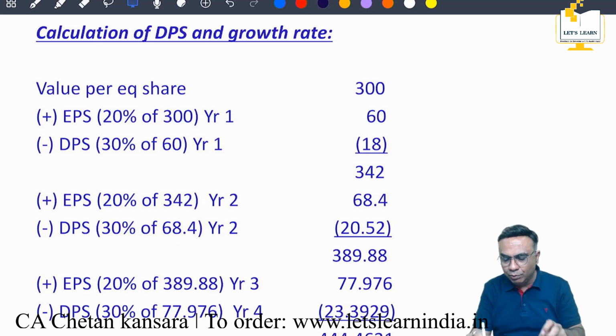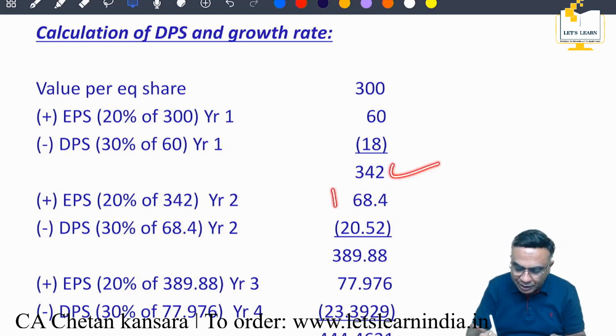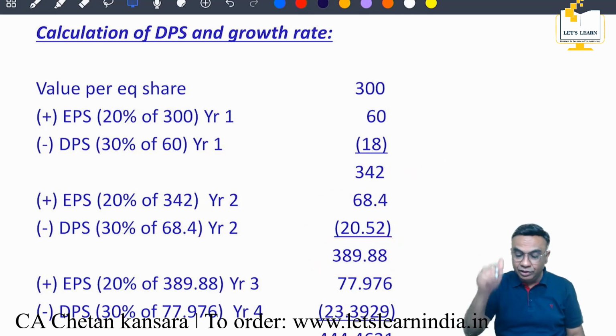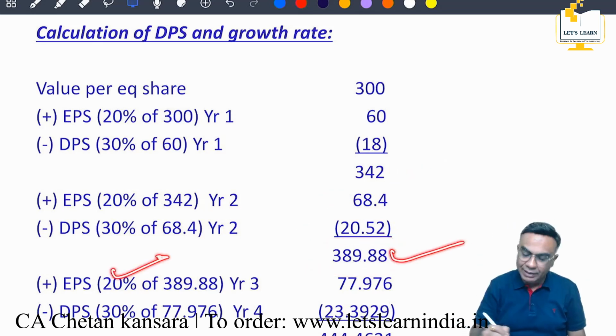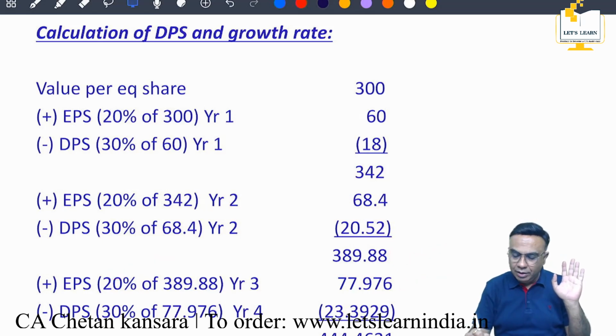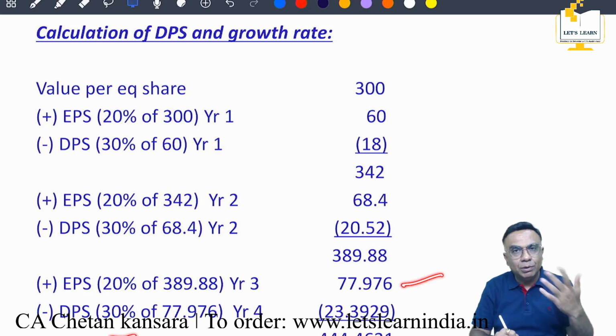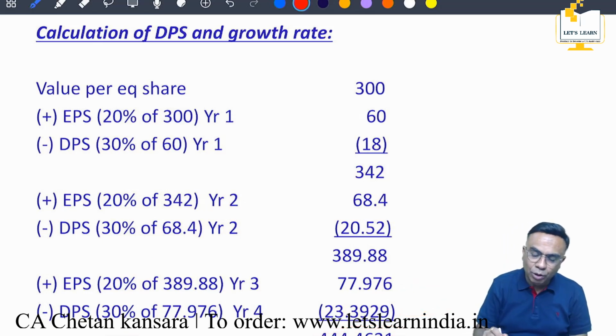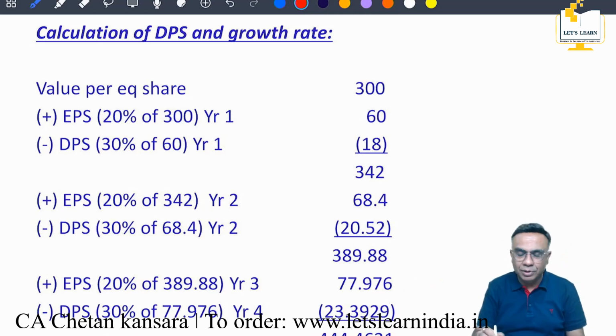Now in the third year, what will happen? 342 plus this is the earning minus this is the dividend paid. This is the amount on which the company is going to earn in the third year. On this figure, 20% comes to 77.976. Out of this, 30% is paid out as dividend. So it will continue.